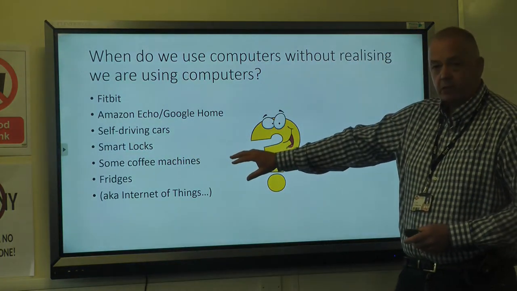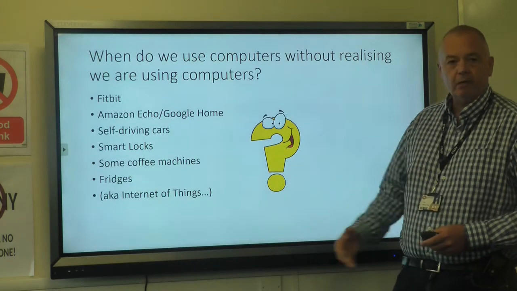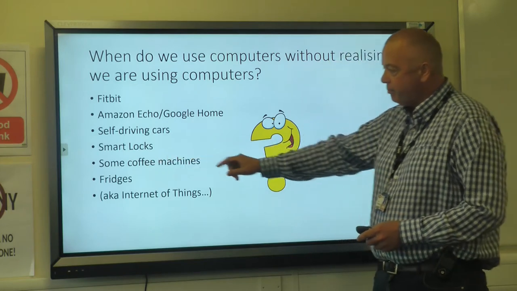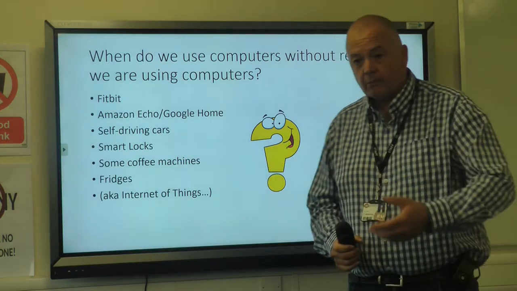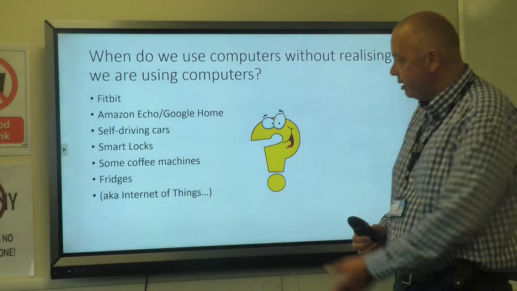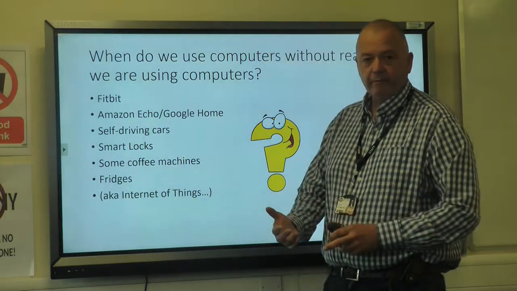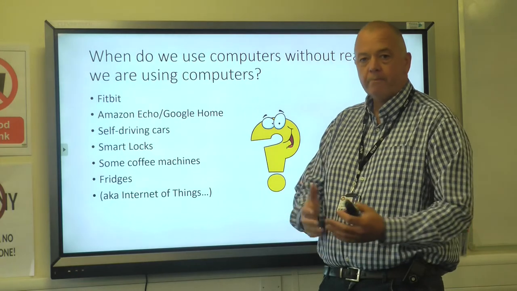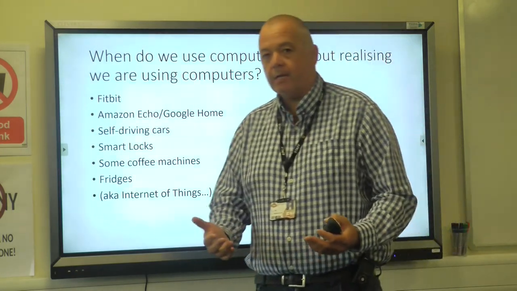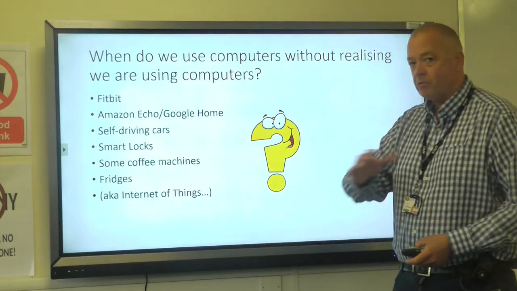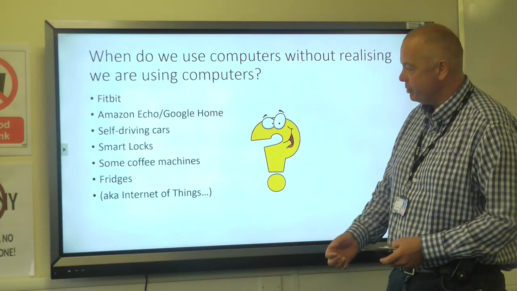You've got some coffee machines. So smart locks are locks that can read your fingerprint. They're computer powered. Some coffee machines work with computers inside them. Fridges tell you how many ingredients you've got. You can tap into some fridges and say, have I got the ingredients for chicken curry, for example? And the fridge will be able to tell you, because the fridge will know what's there. It can also order stuff for you as well.